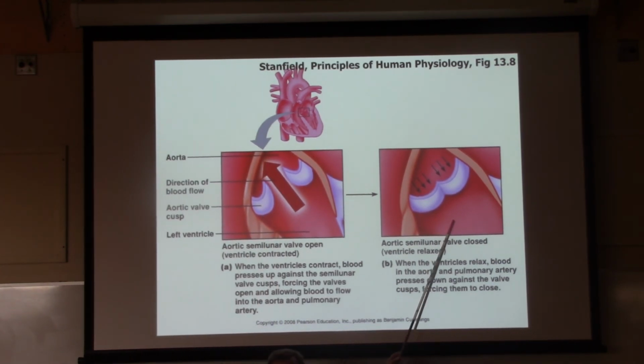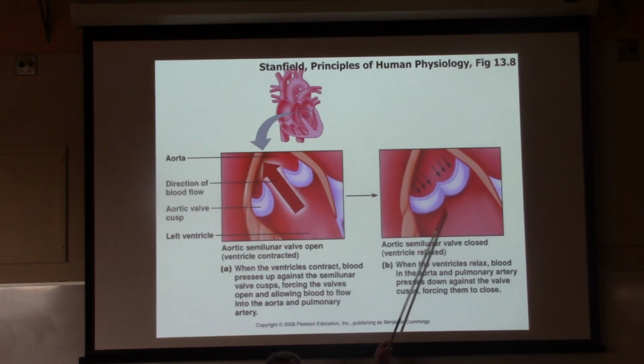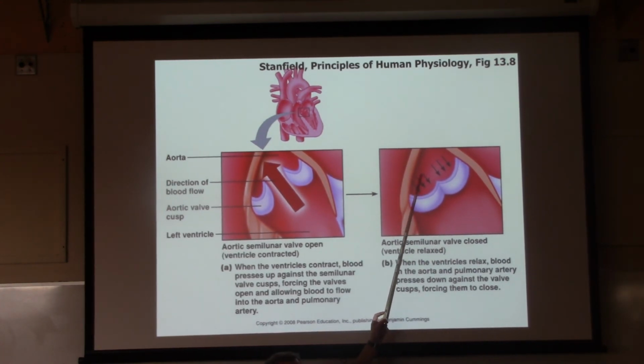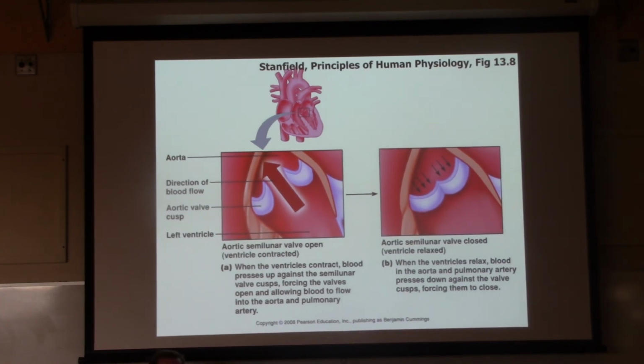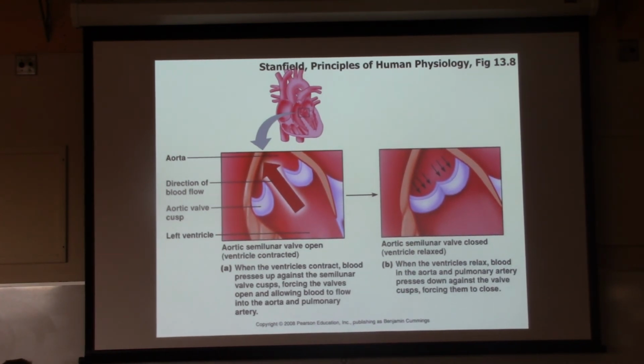When the ventricles stop contracting, the pressure drops. The pressure stays high in the arteries. That high pressure pushes back on those flaps and keeps those flaps shut so blood doesn't leak back into the ventricles. Why is it important that we maintain a high blood pressure in those arteries?